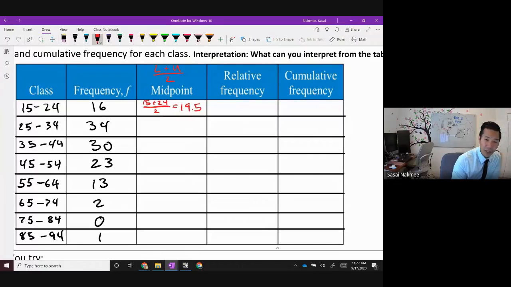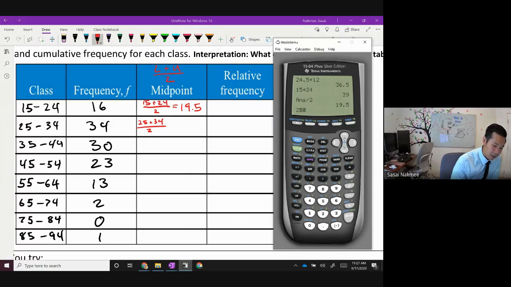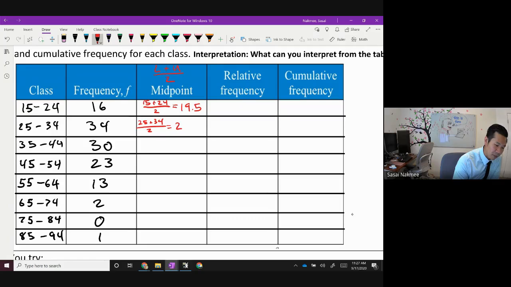And I'm going to do that for all of these. This next one is going to be 25 plus 34 divided by 2. And that's going to be, well, let's take a look. 25 plus 34, divide that by 2. And I get 29.5.